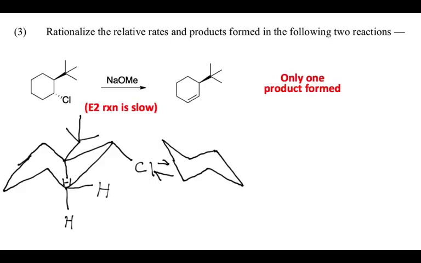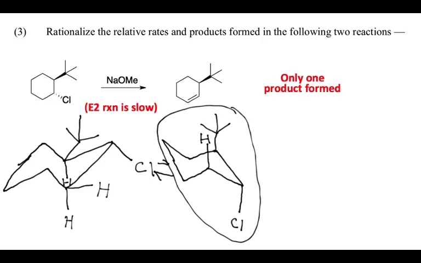So now this is axial, and then the chlorine is axial, which means that the chlorine can then do the reaction with this hydrogen here. Yes. And it's slow because this side doesn't want to form very much, because of the big tert-butyl group being axial, because that's really high energy. And it would only form the one product.